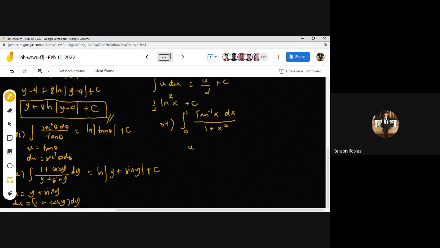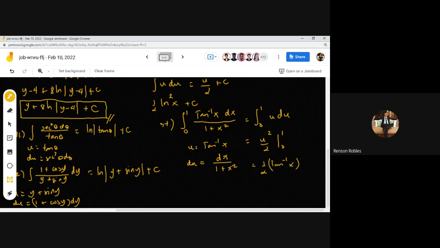So u is arctangent of x. And then du, the derivative of an arctangent, would be dx all over 1 plus x squared. And you see it right here. So ito ay nasa form ng power formula, u du. Arctangent x is your u, then dx over 1 plus x squared is du. So you have u squared over 2 evaluated from 0 to 1, and then you have 1/2 arctangent of x.